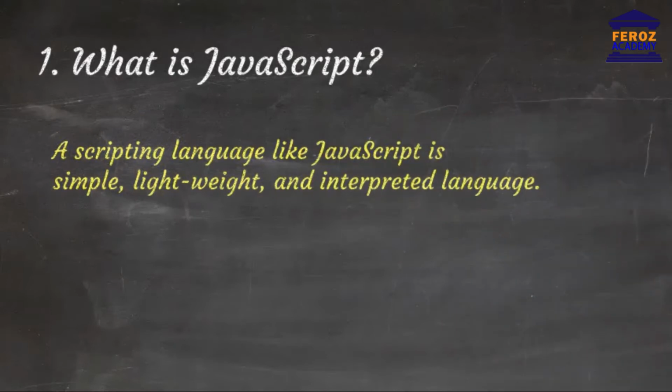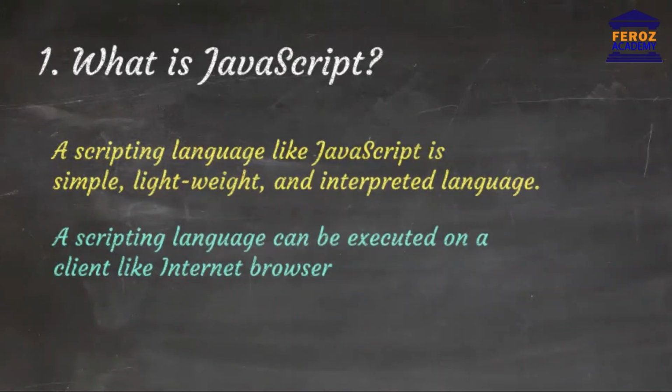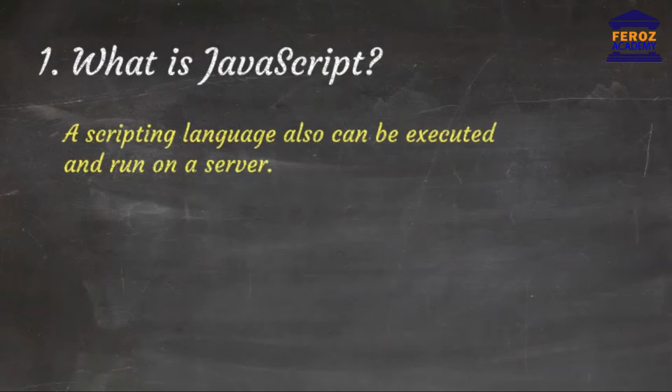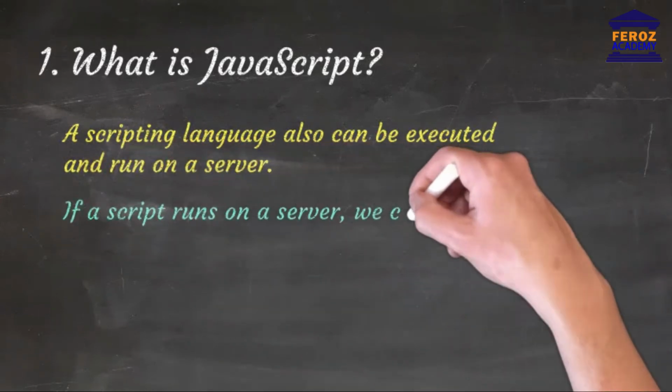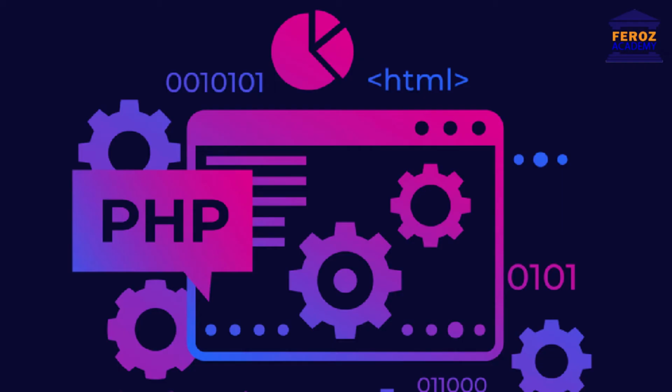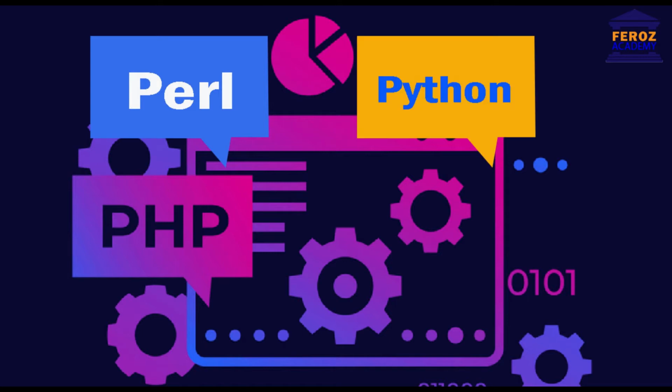Because the scripting language is very much lightweight, it can easily be executed and run in the client side, which could be an internet browser or other kind of handheld devices. JavaScript was then known as client-side scripting language. A scripting language also can be executed and run on a server. If a scripting language runs on a server, we call it server-side scripting language. PHP, Perl, Python are examples of server-side scripting language.